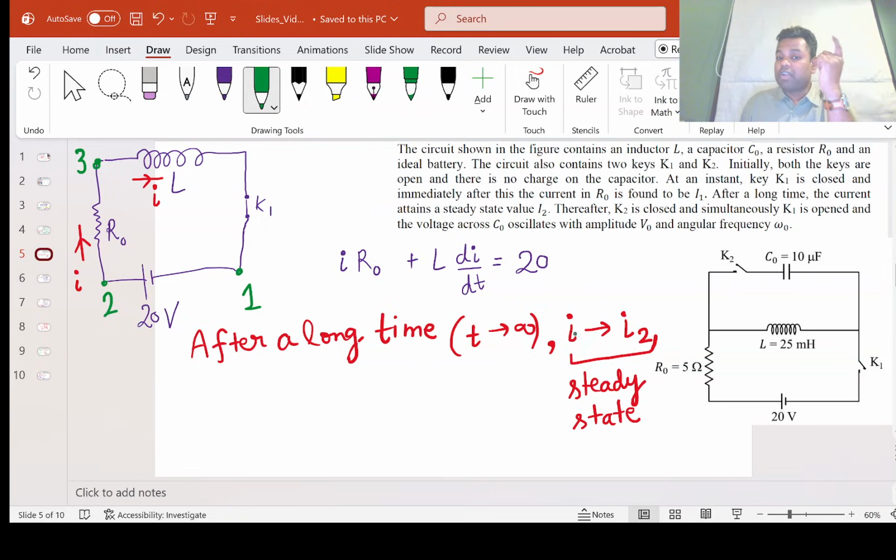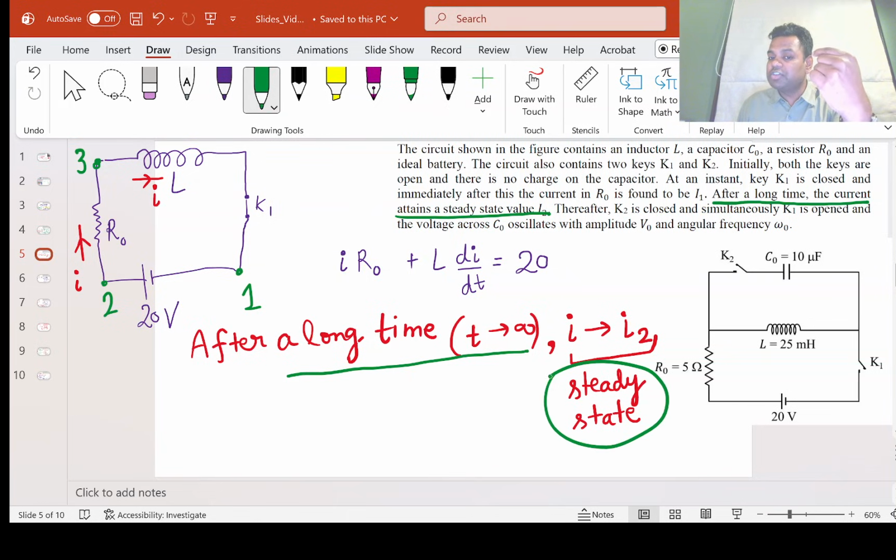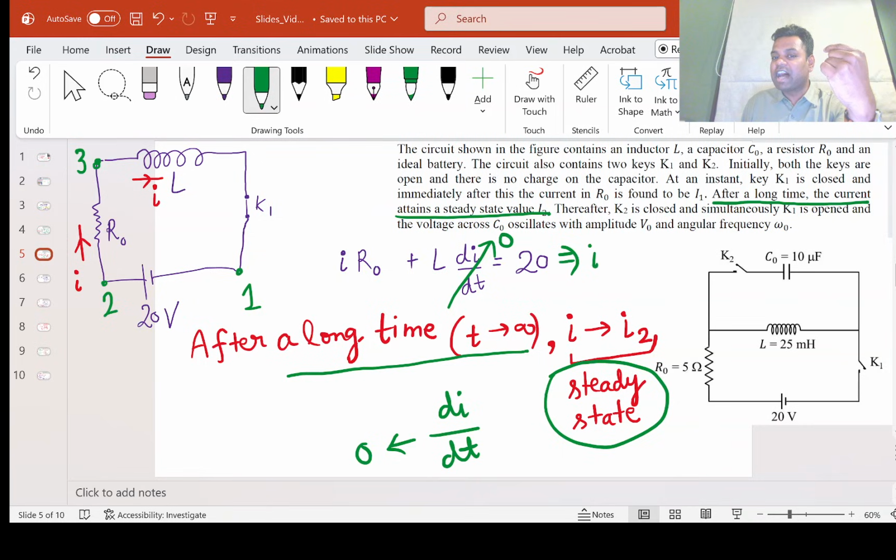Now, what about I2? So I2 is after a long time the current attains a steady state value I2. So after a long time, t approaching infinity, I approaches I2, which is steady state. And this is your hint. Steady state means the rate of change of current is approaching 0. So if you put this 0, what would you get? You will get I equal to 20 by R naught, and R naught is 5 ohms. So that will give you 4 ampere. So we solved I2 is 4 ampere and I1 is 0.